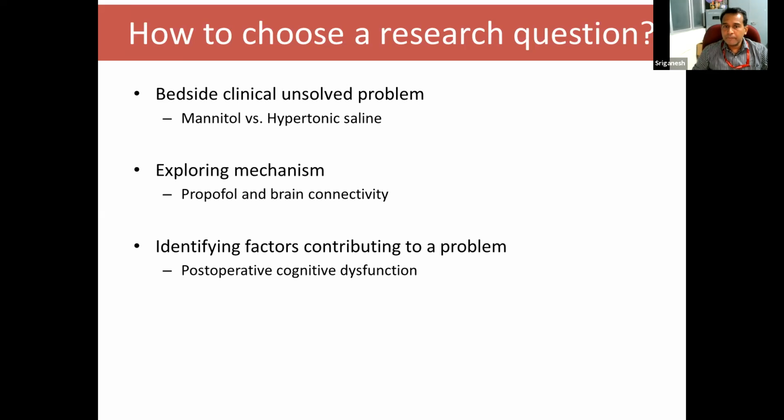So these are some of the questions that arise in the minds of clinicians when they are caring for their patients at bedside, which can be formulated in a very systematic and organized way into a research question, and then proceeded with to get an answer for this particular research question.